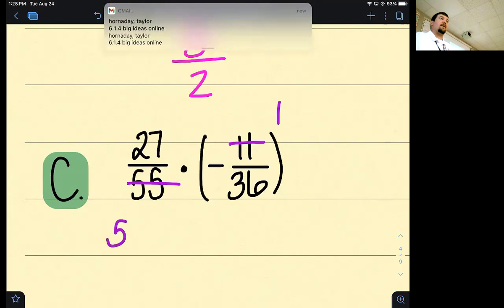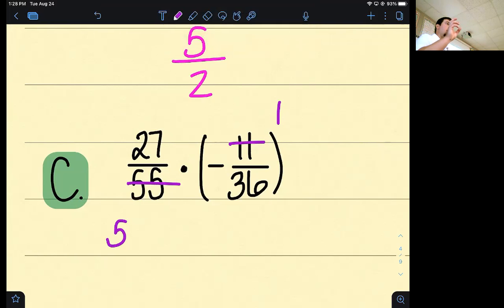While Jace is thinking about it, I just want to remind you that when I say cancel, it doesn't mean that I'm looking for that same number to go into itself. It just so happened to be when Jimmy canceled 11 and 55, 11 went into itself once. That's not always the case. Jace, can you think of a number that goes into 27 that also would go into 36? 9. You got it. Yeah, 9, we can cancel by 9 here.